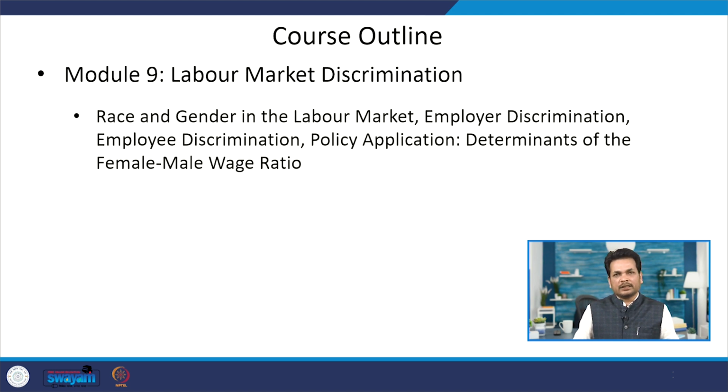Labor is discriminated according to its socio-economic and demographic characteristics. So, labor is discriminated in the form of caste, class, religion, race, gender. Sometimes it is the employer who discriminates, sometimes it is the employee who discriminates. We will estimate the coefficient of discrimination.